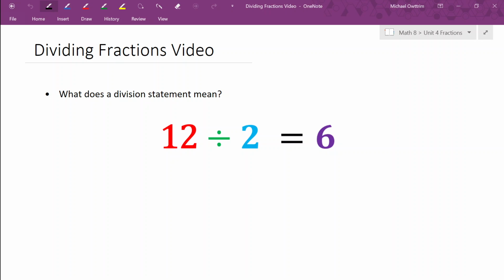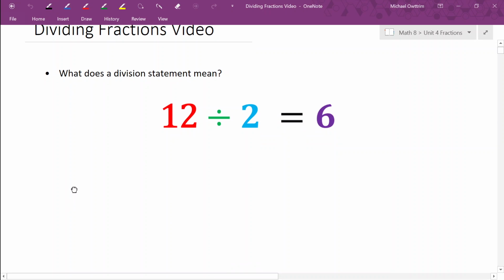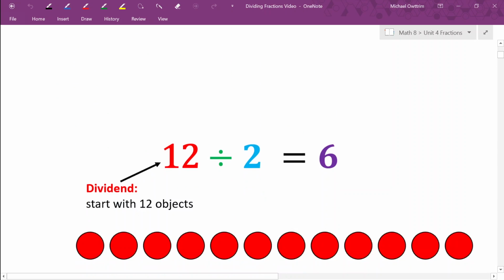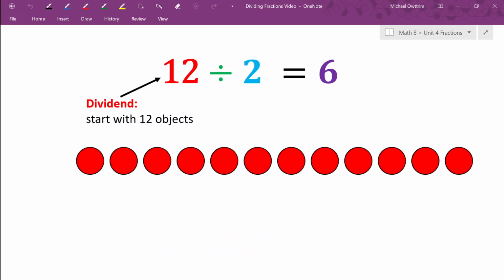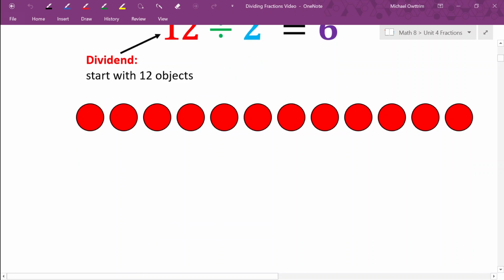So, of course we all know that 12 divided by 2 is going to be equal to 6. So let's talk about, well, what does that mean to help us figure out how this works with fractions. So the first number in a division statement is called the dividend, and it's the amount of objects that you start with. So in this case, our 12 there tells us to start with 12 whole objects. Obviously, I've got 12 full circles here in my drawing so far.